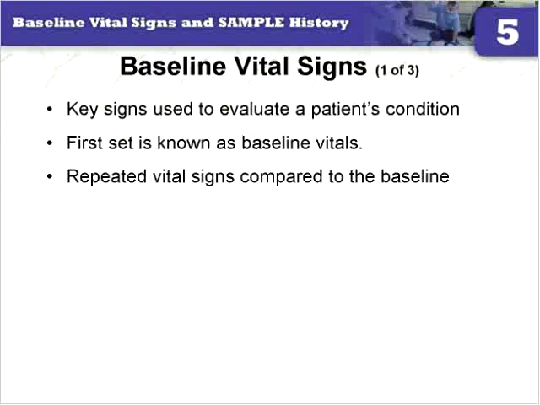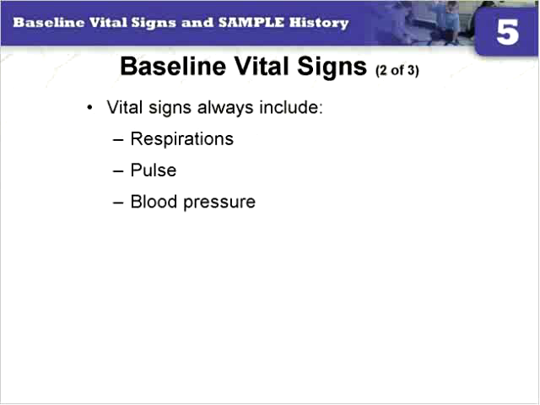Okay, next thing we want to get into is baseline vital signs. The initial assessment is a rapid evaluation of the patient's general condition to identify any potentially life-threatening conditions. Repeated vital signs will be compared to the baseline vital signs. And vital signs will always include the respirations, the pulse, and the blood pressure.